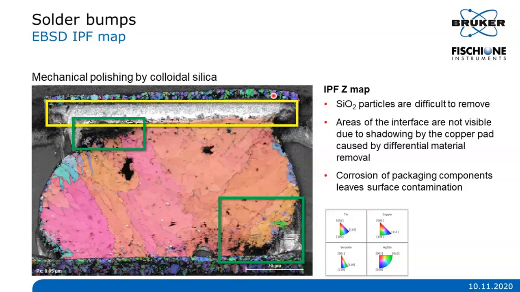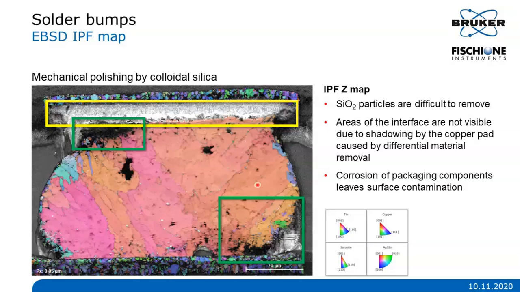Also, don't forget that silica particles are very difficult to remove from the surface after mechanical polishing. You have to use different liquids to remove them and some mechanical action to remove them from the surface. And even your gentle finger can damage and destroy your nice preparation.